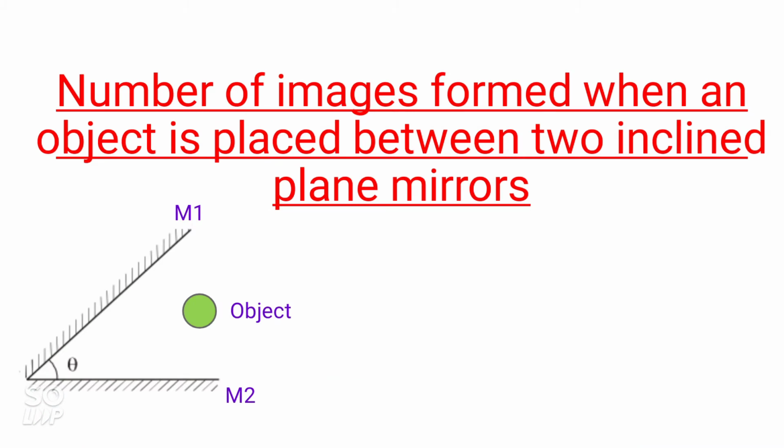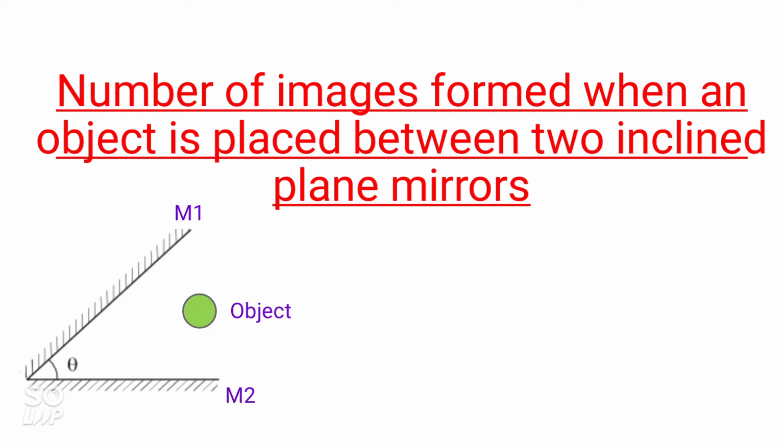Hello everyone. Today we are going to learn to determine the number of images formed when we place an object between two inclined plane mirrors. For this, in the diagram you can see the plane mirrors M1 and M2 are placed at an angle theta and we have an object between them.